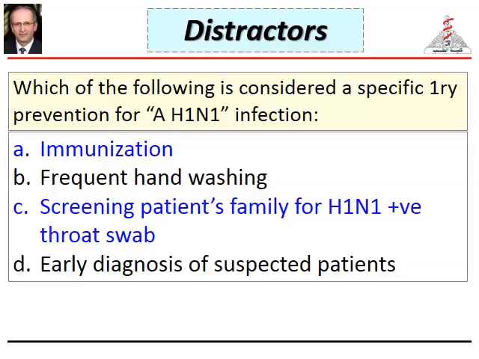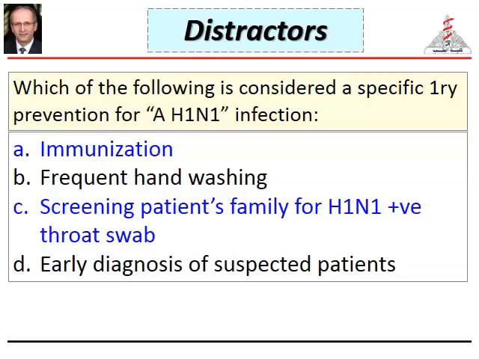Which of the following is considered a specific primary prevention for influenza H1N1 infection? A. Immunization. B. Frequent hand washing. C. Screening patient's family for H1N1 positive throat swabs. D. Early diagnosis of suspected patients. The correct answer is A, because A is a specific primary prevention.